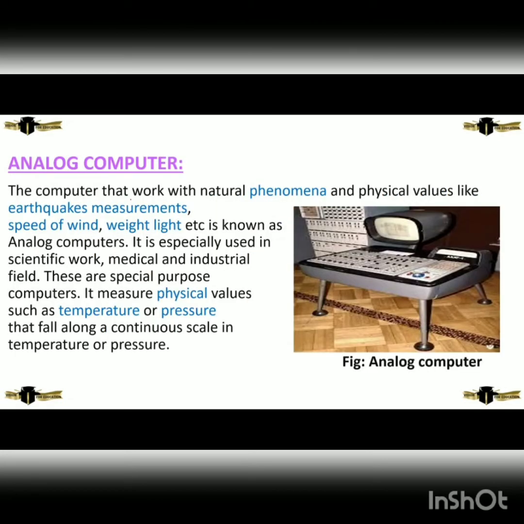Let's see what an analog computer is. A computer that works with natural phenomena and physical values like earthquake measurements, speed of the wind, weight of the light, etc. is known as an analog computer. It is especially used in scientific work, in medical and in industrial fields. These are special purpose computers. It measures physical values such as temperature or pressure that fall along a continuous scale.